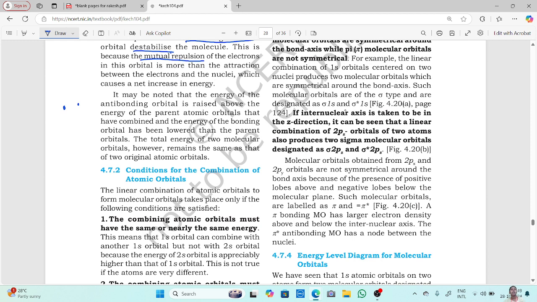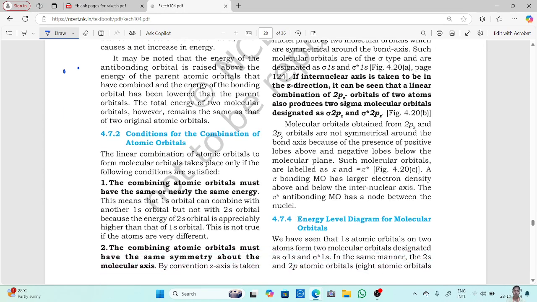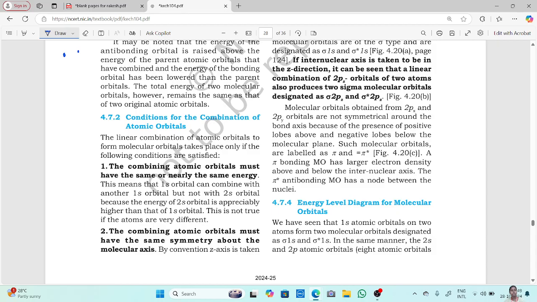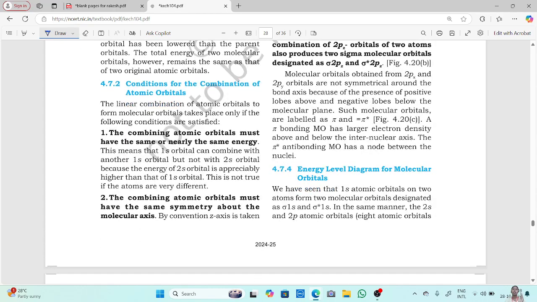Now, the total energy of the two molecular orbitals, however, remains the same as that of the two original atomic orbitals. When we combine both bonding and antibonding molecular orbitals together, their energy level remains the same as that of their original atomic orbitals. So this is what our LCAO concept is used for.